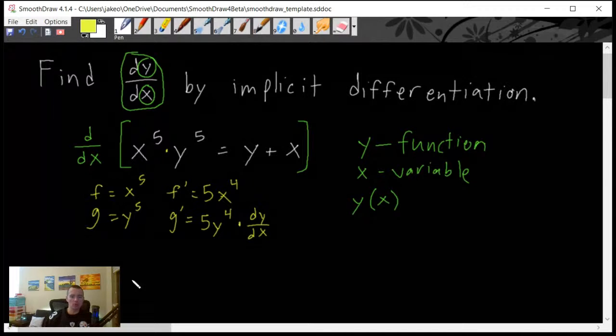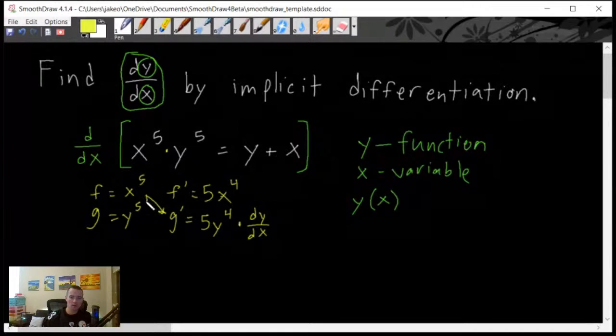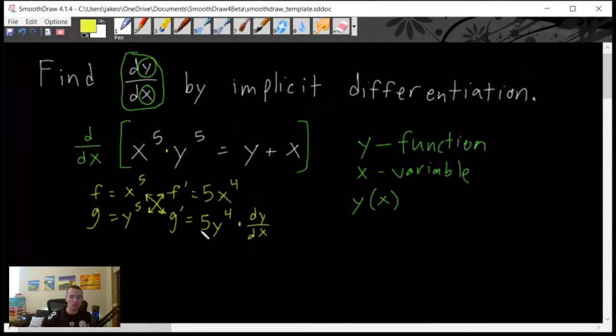All right, so now to apply the product rule, what we need to do is basically multiply this f times g prime, multiply the g times f prime, and then add those two things together. So we will do 5y to the fourth dy dx times x to the fifth, which gives us 5x to the fifth y to the fourth dy dx. And then we're going to add 5x to the fourth times y to the fifth.